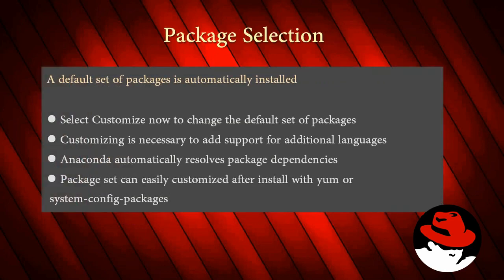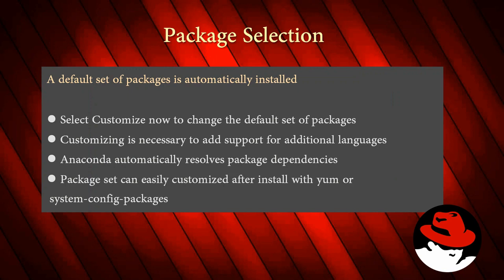Then there comes a package selection. The default set of packages is automatically installed. You can select customize now to change the default set of packages. The customizing is necessary to add support for additional languages. Suppose you have default language of English, Spanish, French, Russian, and so if you are a speaker of Esperanto, which is absent, or if you could be a speaker of Zulu, the African language, you could be installing that package separately. Yes, of course, you can have any language as an option displaying in the GUI modes. You can install that thing.